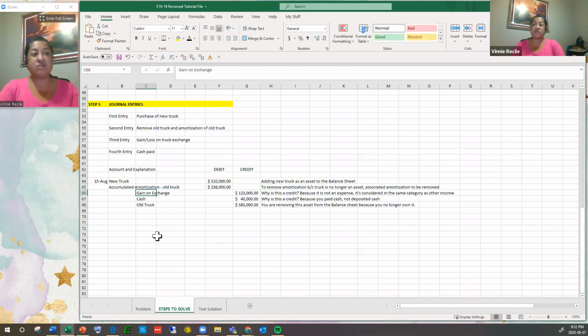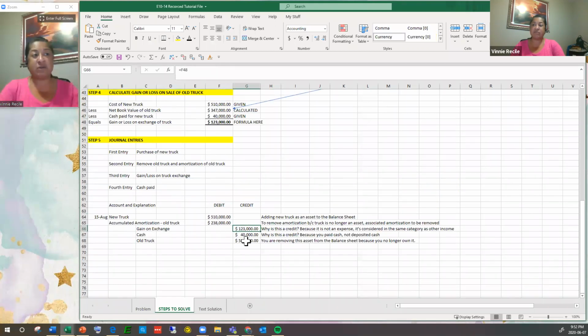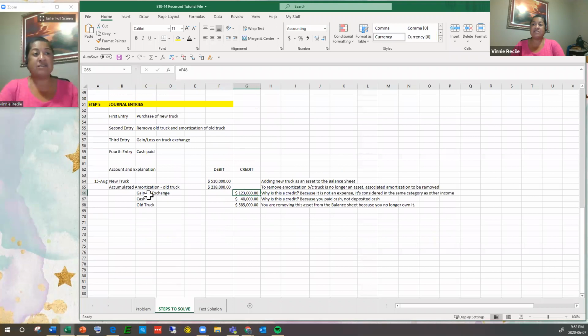The next step is the gain on exchange. It's $123,000 as you've calculated above here. Why is this a credit? This is not an expense. The gain is recorded as other income, which is a credit balance. Cash of $40,000, this is given in the problem. Why is it a credit? Because you paid cash and not deposited it. And then the last one is the disposition or the removal of the old truck from the balance sheet. And that's a credit of $585,000. This is sitting as a debit balance on the balance sheet, and so you're removing it from the balance sheet because you no longer own it.